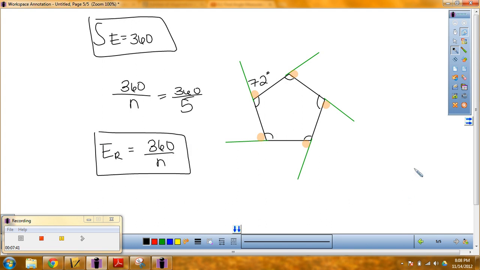Okay. So these are the formulas that you need to have in your notes so that you're ready to work with our polygons tomorrow.